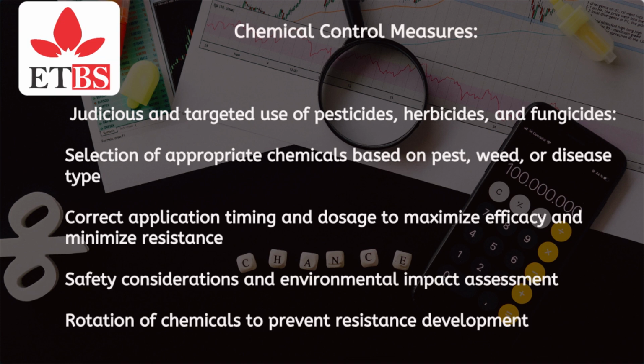Economic thresholds and decision-making. IPWDM emphasizes decision-making based on economic and ecological considerations. Economic injury level, EIL: the pest, weed, or disease population level at which the cost of damage equals the cost of control. Economic threshold, ET: the action level at which management interventions should be implemented. Decision support tools, field scouting, and monitoring charts for precise intervention.